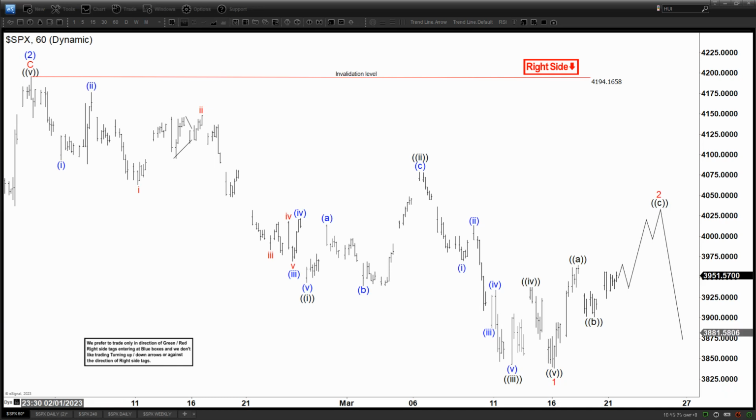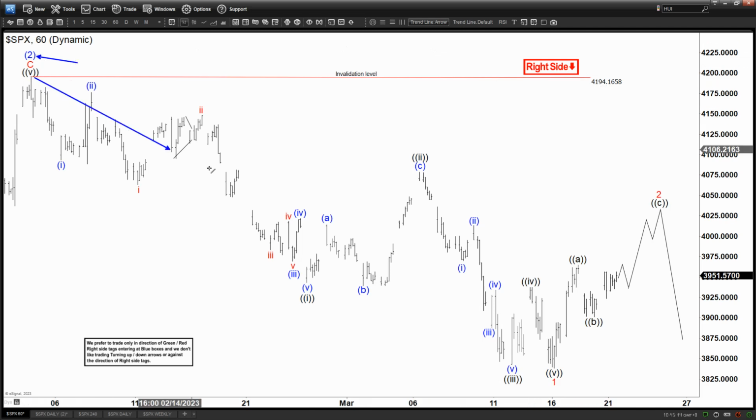Tuesday, March 21st. The time is around 2:45 a.m. GMT. Today we are going to look at the chart of S&P. This is a 60 minutes chart. We can see it has ended with 2 in the intermediate degree here at 41.94.